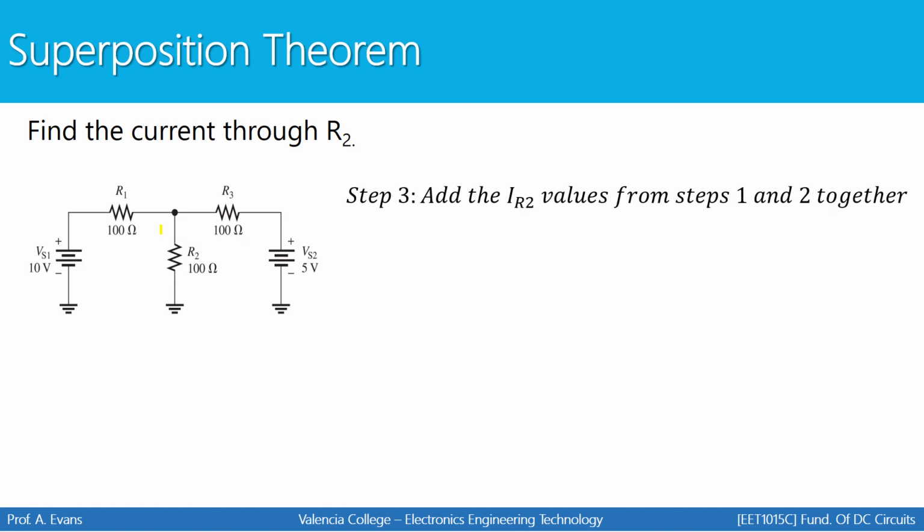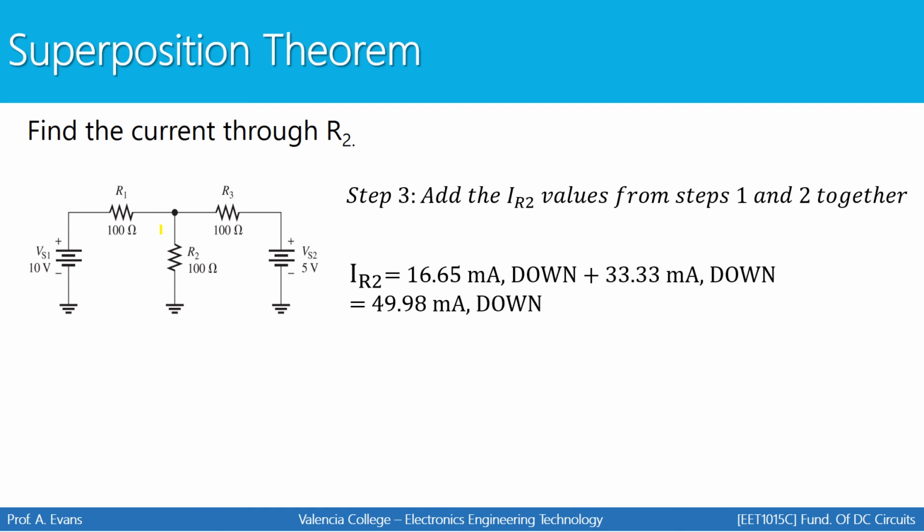Our last step is to add the values for the current through R2 together, taking each value from step 1 and step 2 and adding them algebraically. That means I'm going to consider the direction. Since they're both flowing down, I can simply add them together for a total current of approximately 50 milliamps flowing down. Again, as you do these problems, you must reflect the direction of current in every step and reflect the direction of current in your final answer after you do that algebraic sum.